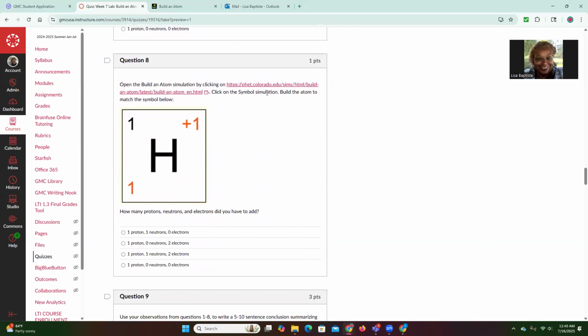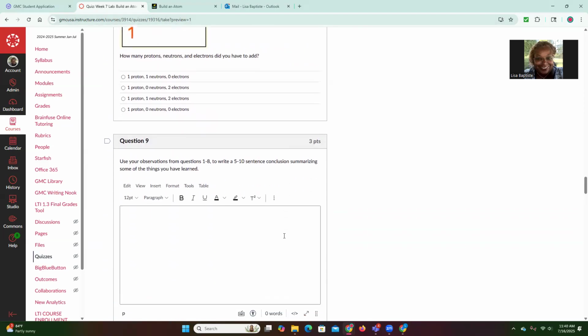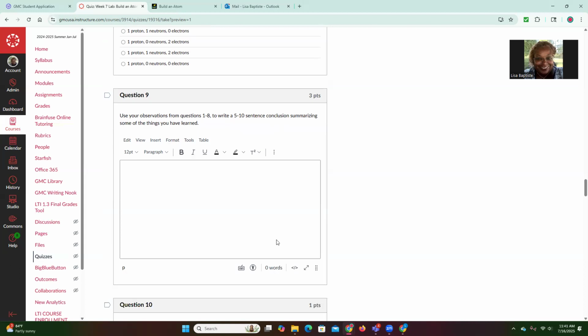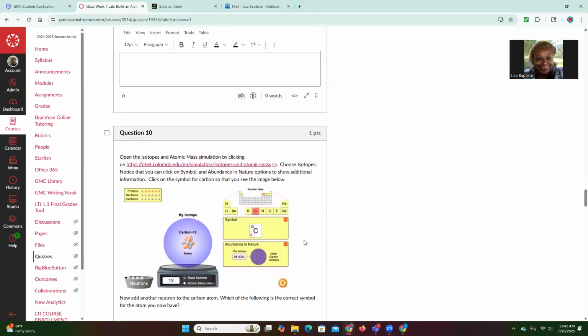This time we're going to click on the symbol simulation again, and given this, determine protons, electrons, and neutrons. Then, based on our observations for questions 1 through 8, we want to write 5 to 10 sentences concluding a summary of what you have learned.